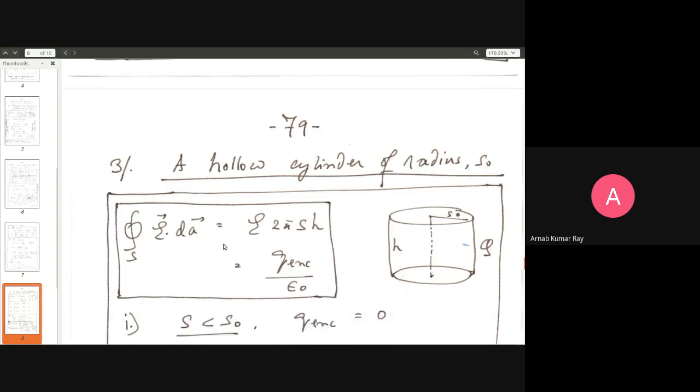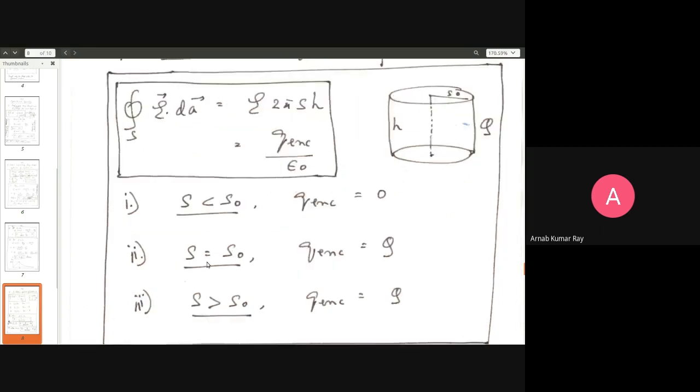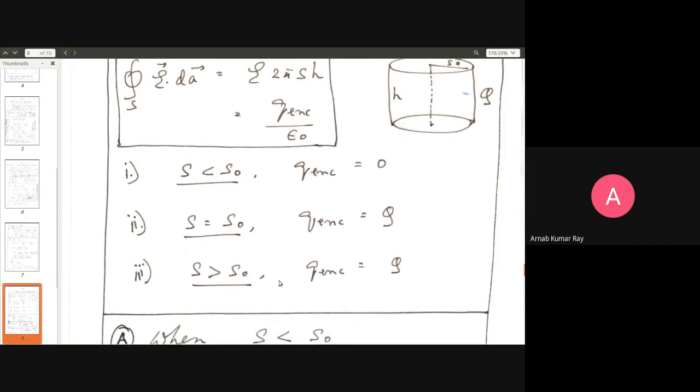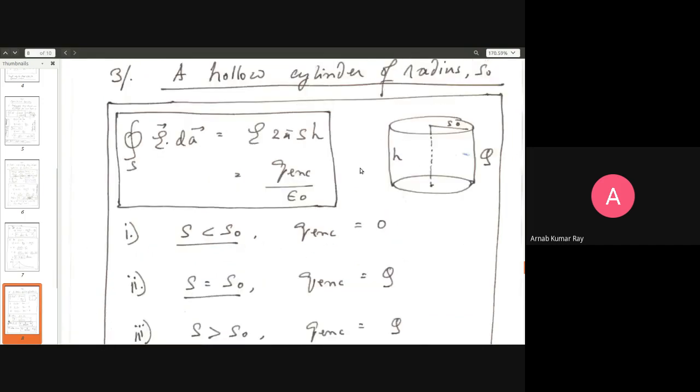E dot dA is equal to E into 2 pi sh. That's equal to charge enclosed by epsilon naught. That's always the first thing to begin with. Okay, S less than S naught, within here, charge enclosed is equal to 0. S is equal to S naught, charge enclosed is equal to capital Q. S greater than S naught, charge enclosed is again capital Q, outside the hollow cylinder.